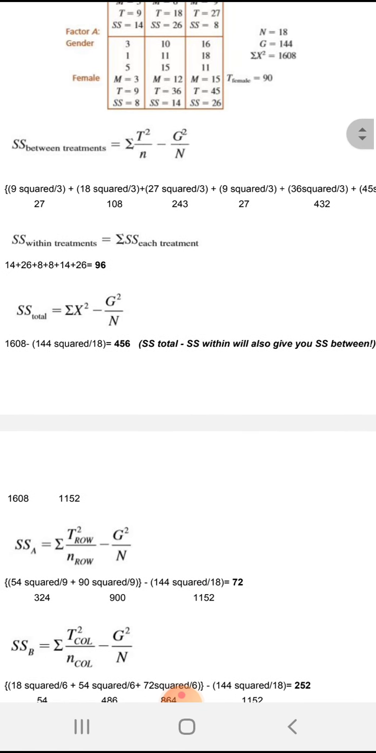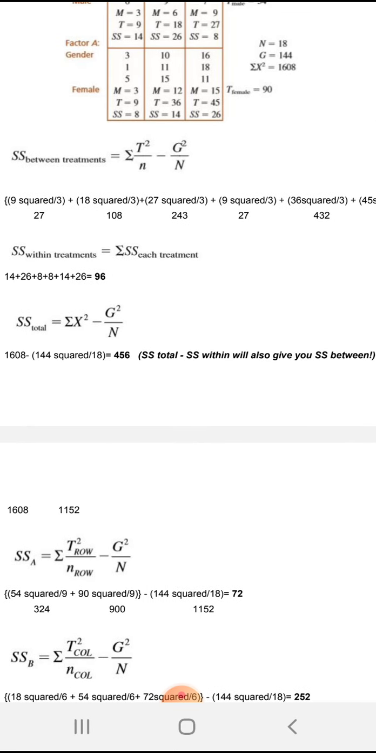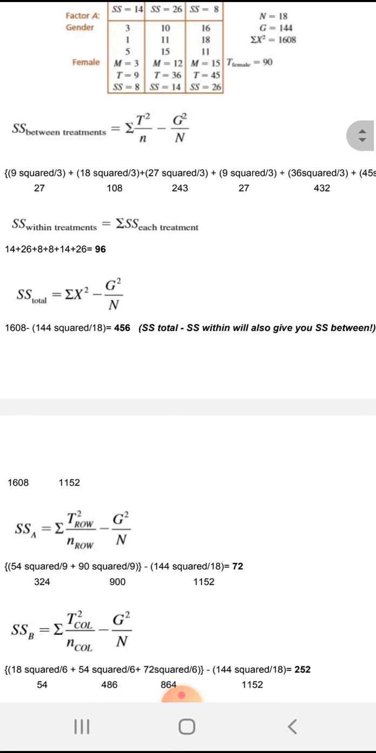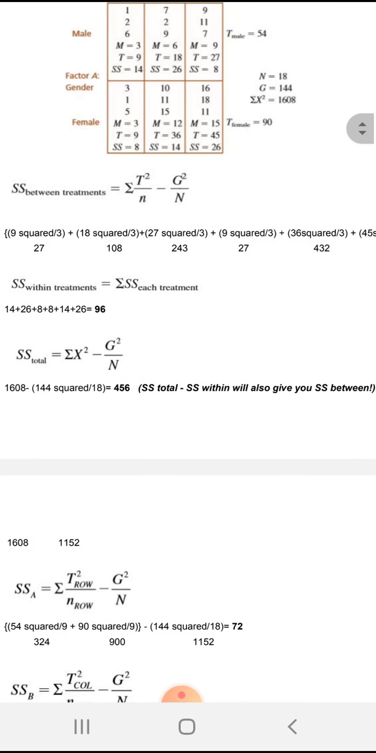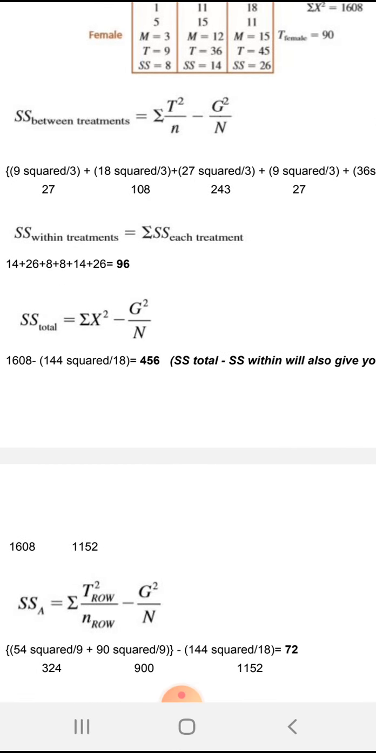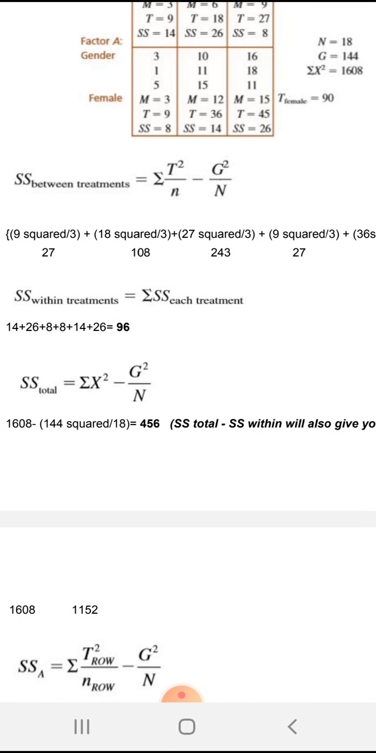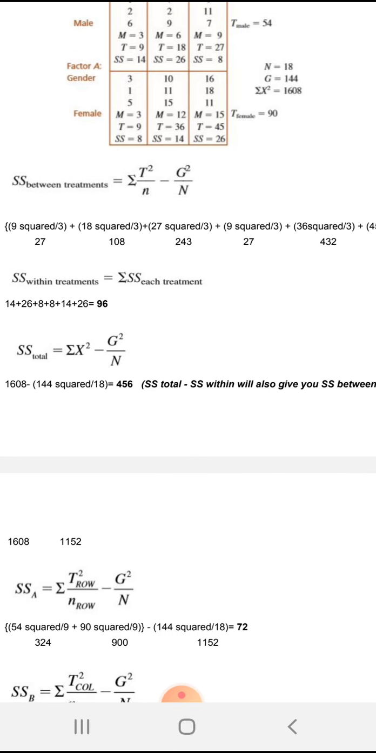The next step is we get SS total. That's simply the sum of x squared minus G squared divided by N. So that's 1608 minus 144 squared divided by 18, and that equals 456. Now, to check your work, SS between plus SS within should equal SS total, and 360 plus 96 does equal 456. So that's a good way to check if you did your work right, and you can move on to the next step.